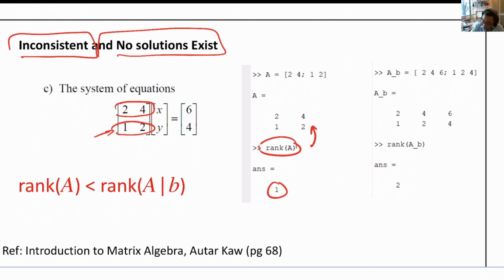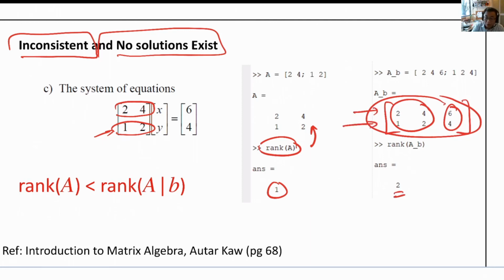What about the augmented matrix? This is A, this is B. When we check, the rank is 2. The rank is 2 because we actually have 2 independent rows. Although we have 3 columns, only 2 of them are independent. The first column and the third column are independent. The second column is 2 times the first column.